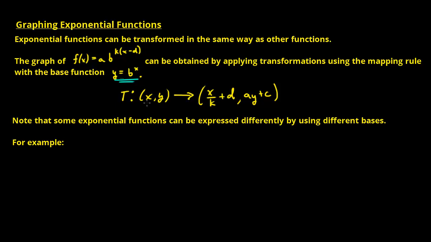a point on b to the power of x, that is x comma y, maps to x over k plus d, comma ay plus c on the graph of this function. So here we're just going to apply the mapping rule to transform this function into this function.